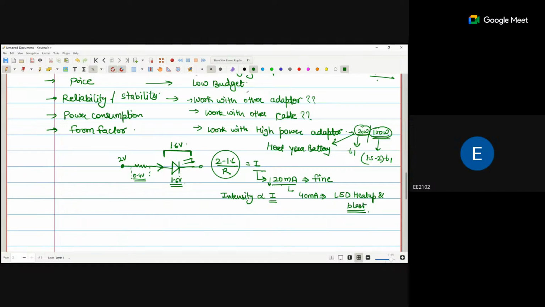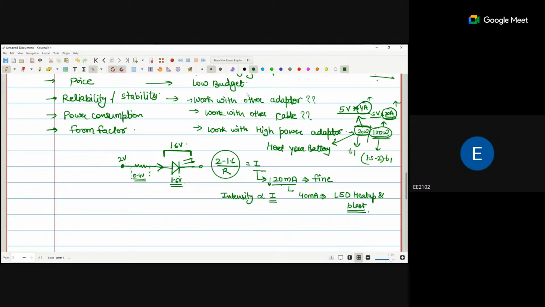Now if you are talking about the 20 watt charger, 5 volt is the voltage and 4 ampere is the current. In the case of a 100 watt charger, 5 volt is the voltage and 20 ampere is the current. Your battery is designed to charge with 4 ampere. You are providing 20 ampere. What will happen?